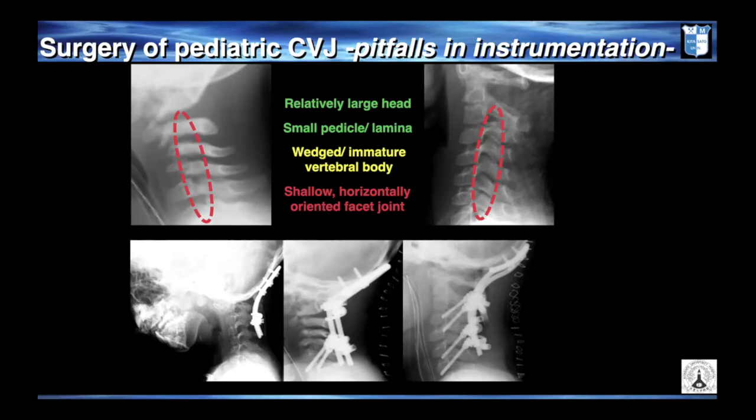Another problem you have to understand is that the head is relatively large for the body size, with small pedicles and lamina. And because the head is very large, if you do this transarticular fixation, sometimes head disruption makes this procedure difficult.